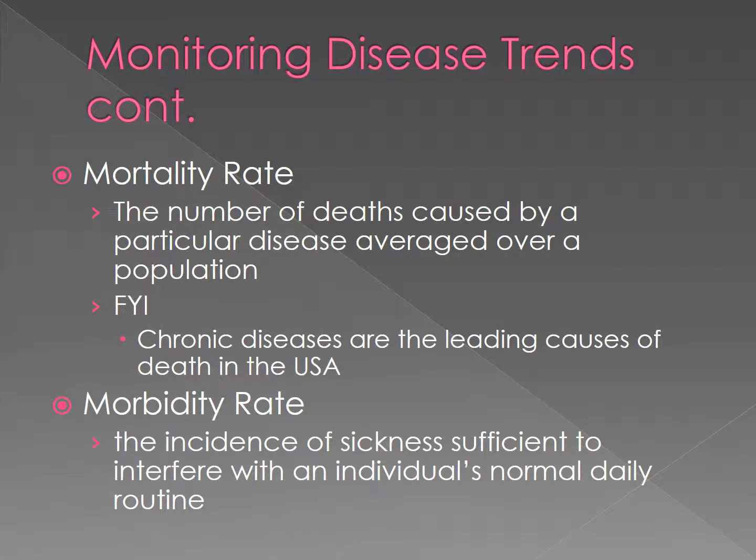And when they are monitoring these diseases, you might often hear them talk about the mortality and morbidity rates, and they are very different. Mortality rate is the number of deaths caused by a particular disease averaged over a population. And just so you know, chronic diseases are the leading cause of death in the United States. Morbidity rate, on the other hand, is the incidence of sickness sufficient to interfere with an individual's normal daily routine, but it may not kill them. So mortality is death caused by a disease, and morbidity is life-altering but may not be fatal.